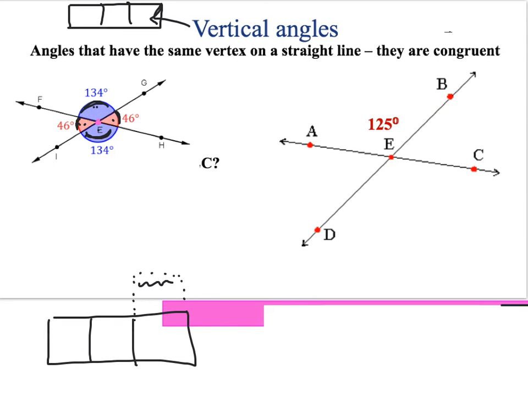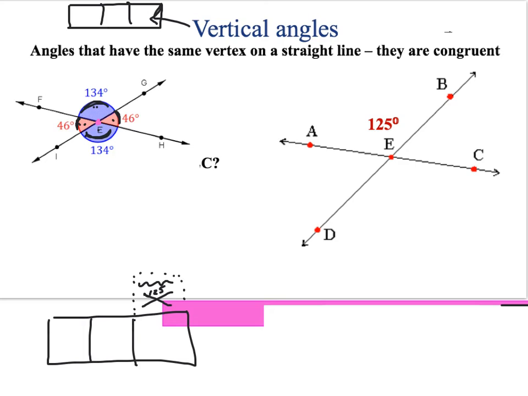Now go ahead and draw this example right below your definition. So right below your definition, you're going to draw this example, labeling it with the vertical angles. So press pause and draw this now.